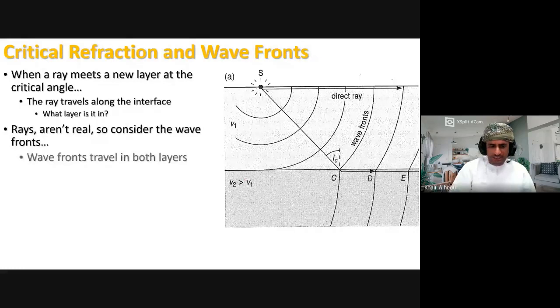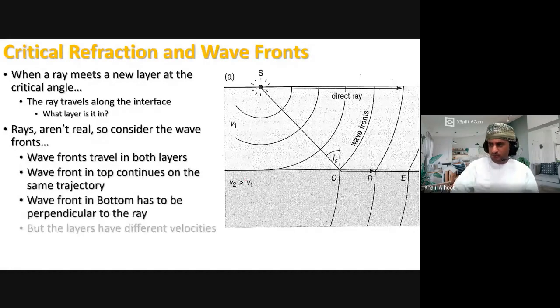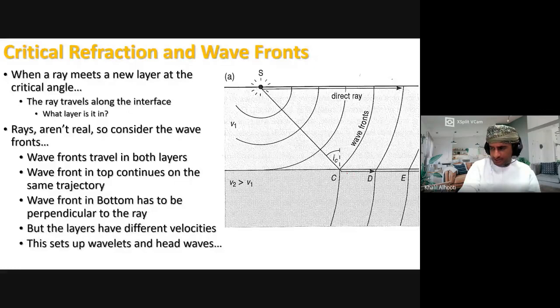So the question we ask ourselves right now: we said it's moving parallel to the interface, but one might ask in which layer it's traveling, the upper layer or the lower layer? For the energy traveling right now parallel to the interface, it's very important to know in which layer it is traveling. Are they traveling in the upper layer or the lower layer? They are traveling in the lower layer.